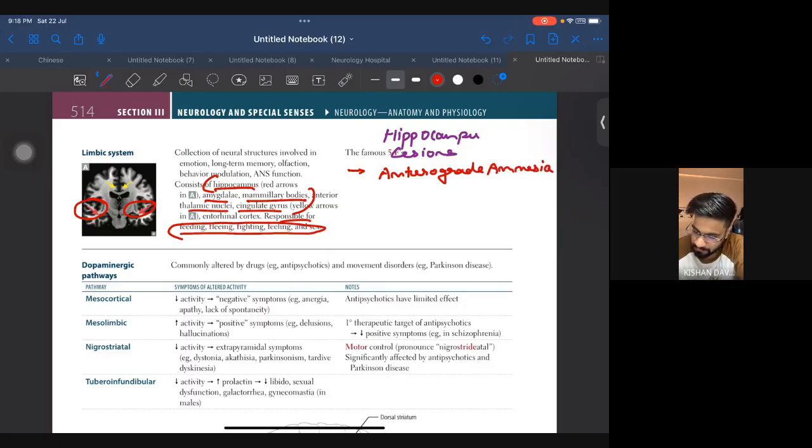Anterograde amnesia. What does it mean? Can't make new memories. There are two types of amnesia: retrograde and anterograde. Suppose an injury has occurred in the head, and the patient is not able to remember the information that was in his brain before the injury. Injury से पहले जो भी था सब भूल गया. That is known as retrograde amnesia.